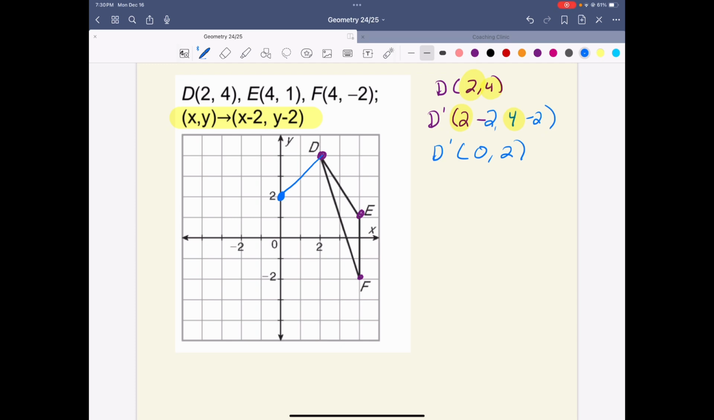Now every single point is going to do that same thing. So if I take this E value, my E value is at 4, 1. That's my original E. So my E prime is going to be 4 minus 2 and 1 minus 2. So my new E value is going to be at 2, negative 1. There's my new E value.